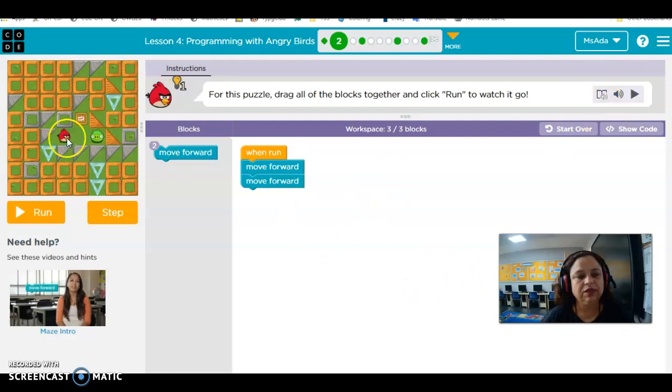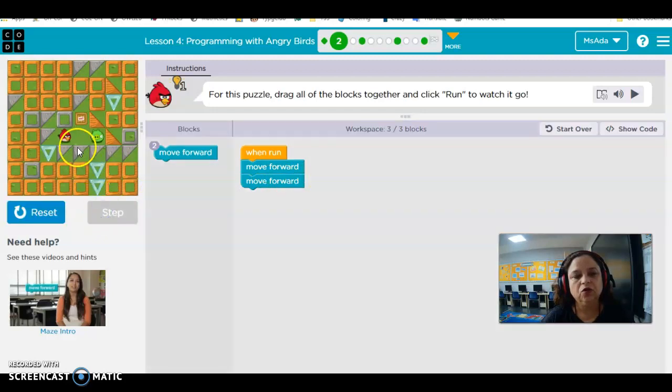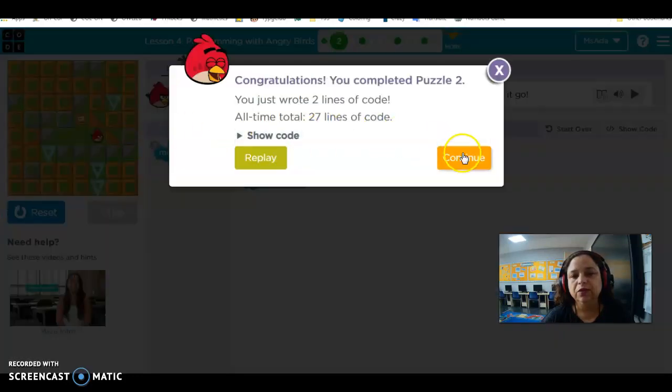Here it tells us that I'm using 3 blocks out of 3, because when I click the run button, this is going to happen. It's going to move forward. The angry bird is going to move forward and then move forward again. Let's see if it happens. Go forward 1 and another step, it goes forward again. So it worked.